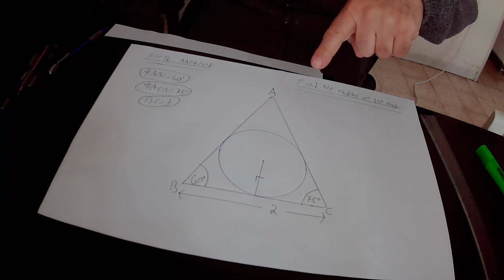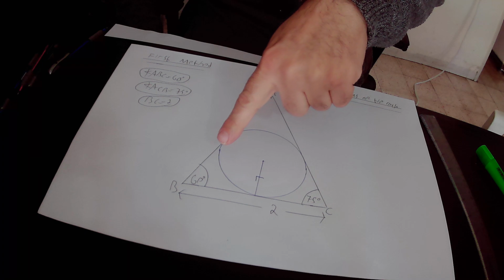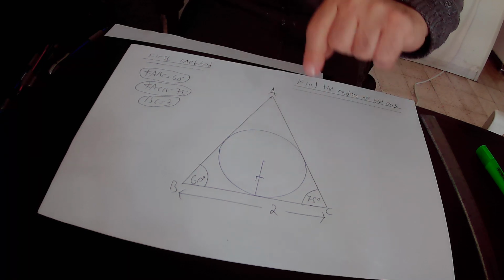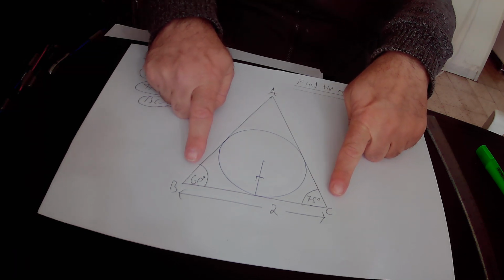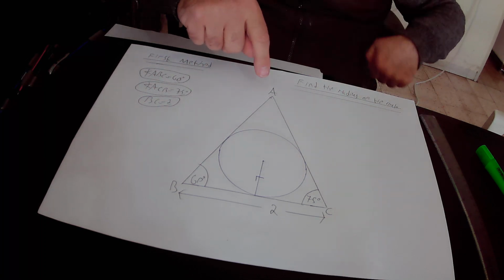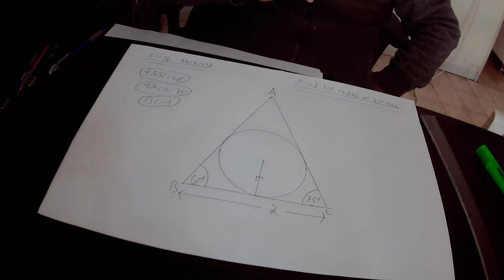In addition, we know that angle ABC equals 60 degrees, and angle ACB equals 75 degrees in its size, and side BC of this triangle ABC equals 2 units in its length. Again, our mission is to find out the radius R of this circle.